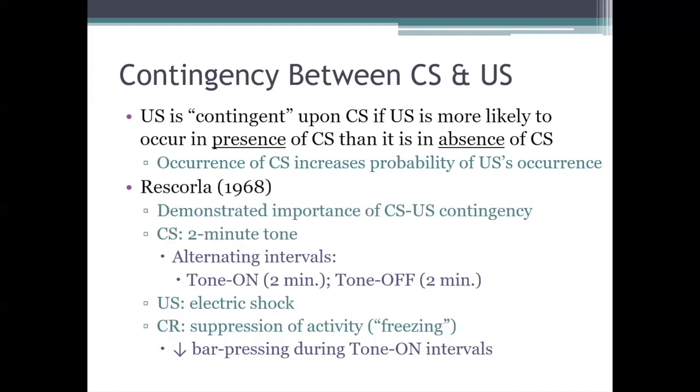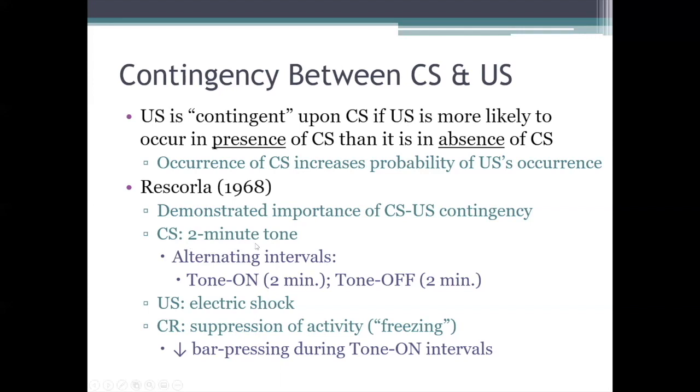Now, a classic experiment by a psychologist named Robert Rescorla using rats as subjects demonstrated the importance of the contingency between the CS and the US in classical conditioning. So I want to take a few minutes here to tell you about that experiment. The conditioned stimulus in this experiment was a continuous 2-minute long tone.